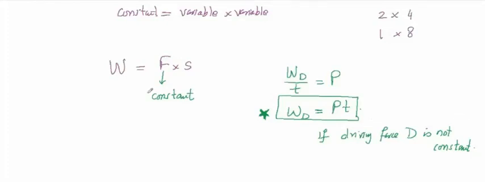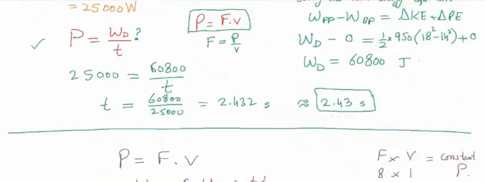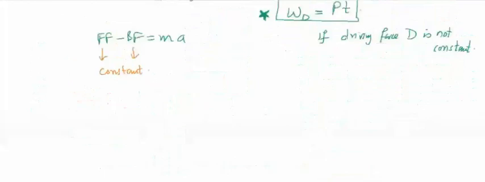So this is only for the constant force F. Newton's second law, forward force minus backward force is equal to ma. Here both the forces must be constant. If not constant, then we cannot apply Newton's second law. Okay, so now I hope it's all clear to you.